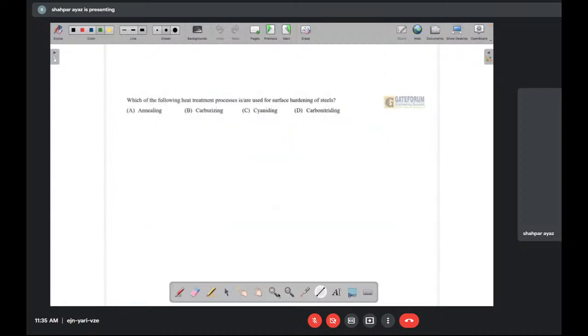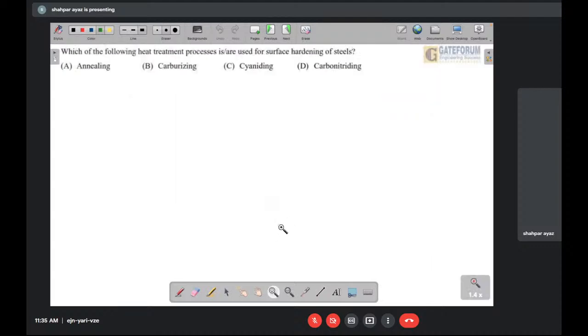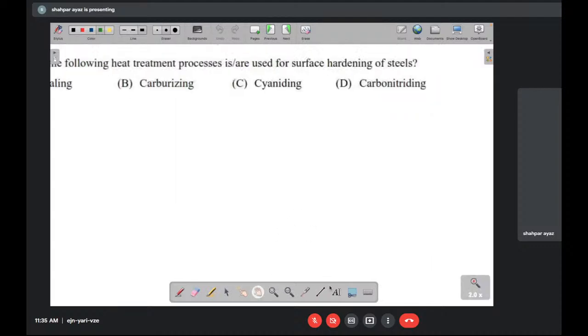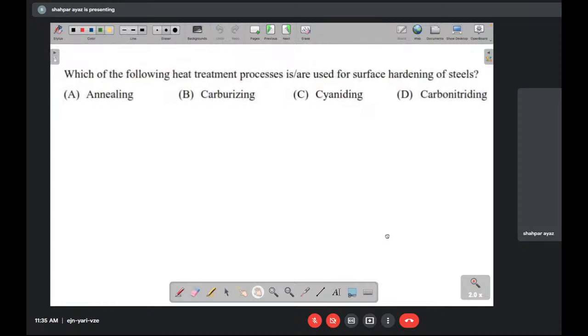Now this one is again a question. See, what is this problem? Which one of the following heat treatments is used for surface hardening? Tell me, everyone, which of the following is used for surface hardening? Anyone? Surface hardening technique, right, in which we do not harden the core. Our objective is to harden only the case.